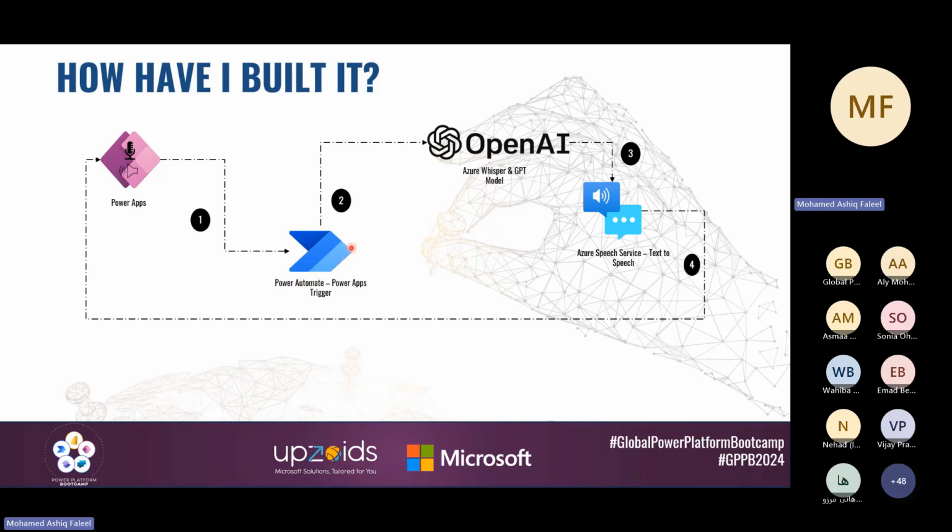Right, so what happens after that is it calls the Azure OpenAI service. Right, so the Azure OpenAI, there are different AI models which are available. For example, if you take ChatGPT, it's a generative model. It generates content, right? And there is a model called Whisper. So that model is responsible for converting the speech or the audio recorded from the Power Apps microphone control.